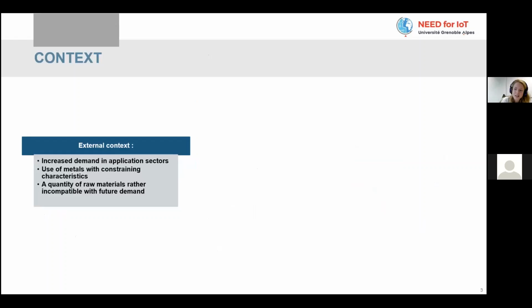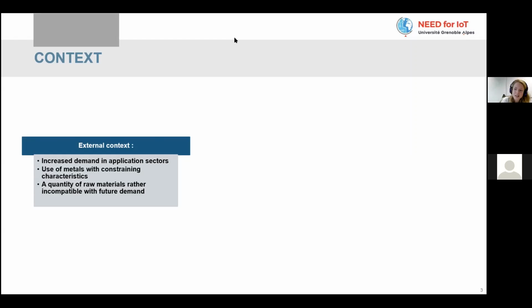I will also explain why we try to secure it. We have two types of contexts. I don't know if you can see me. Does everyone see me? No, but we see your presentation.